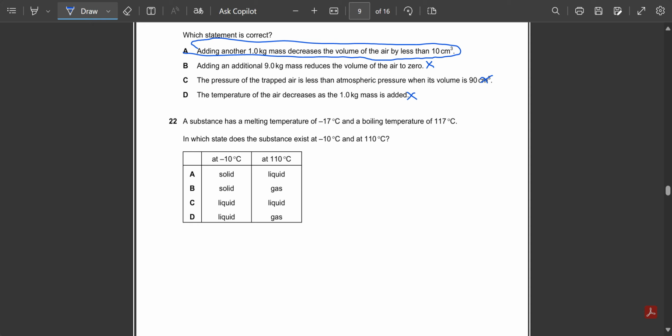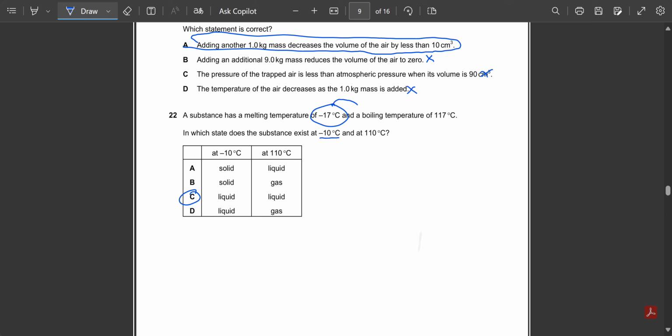Moving on to question number 22. The substance has a melting point of minus 17 and a boiling point of 117. Which state does the substance exist in at minus 10 and at 110? At minus 10 it will be liquid, because it melts at minus 17, so it will be liquid. And at 110 it is going to be liquid again, because the boiling point is 117.